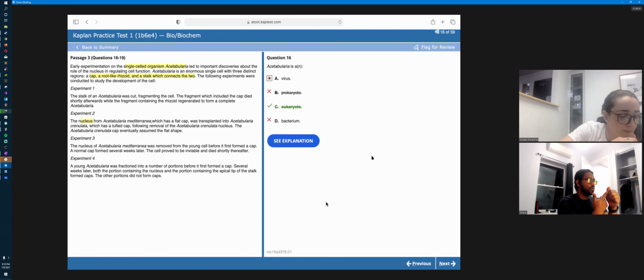So just to quickly summarize, this is what we know. We know that the rhizoid helps it make another version of itself, like regenerate. We know that the nucleus has an effect on the shape of the cap. And we know that the stalk also has the capability of producing a cap. Okay, I get this talking it out with you, but I would never reason this out on my own.